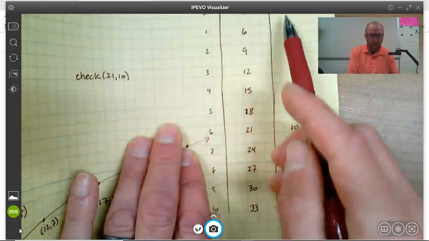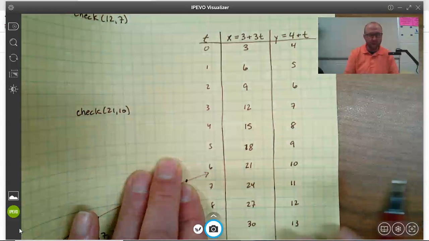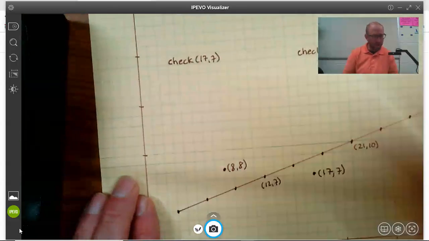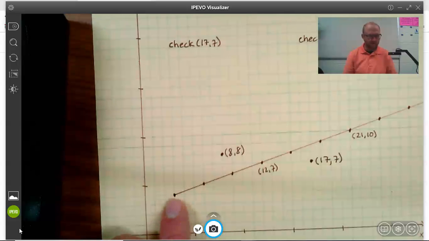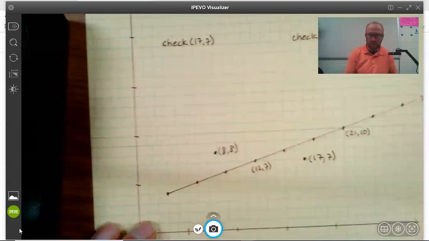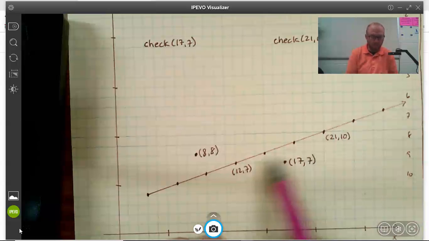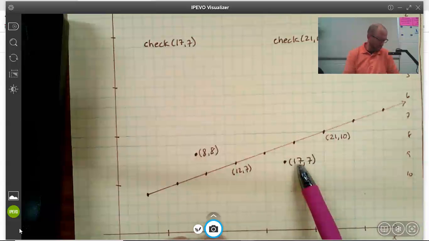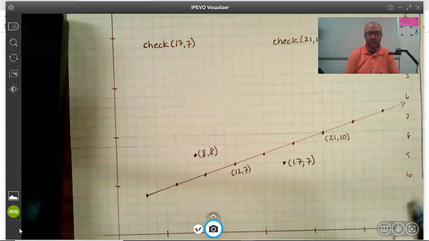So each of these points, (3, 4), (6, 5), (9, 6), are all points on the line. I can go over here, and here is the line itself. It starts here. I suppose it could go negative if t were negative, but it stretches up through here. Here are all the points that I plotted. And here are the points that we're asked about. Now, just by viewing them, you can see that these two are on the line, but these two are not on the line. But if we didn't have the line to check, how could we figure this out?